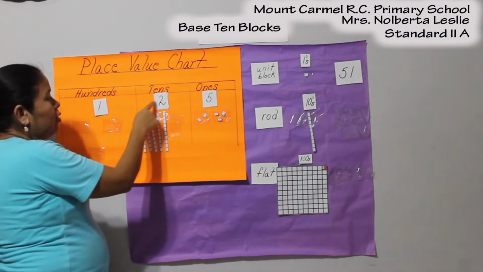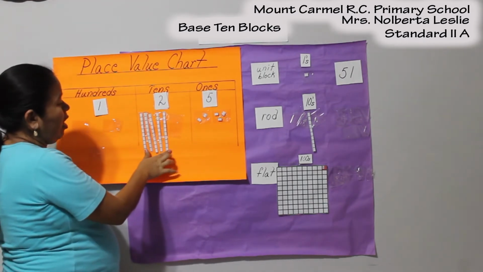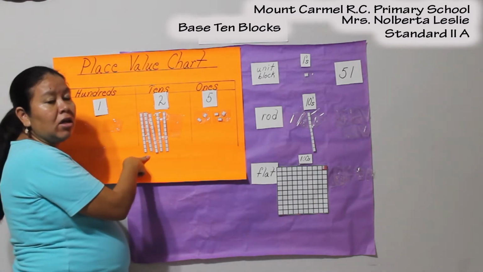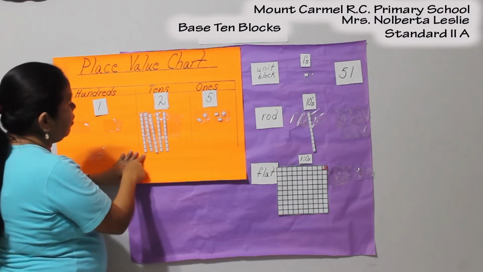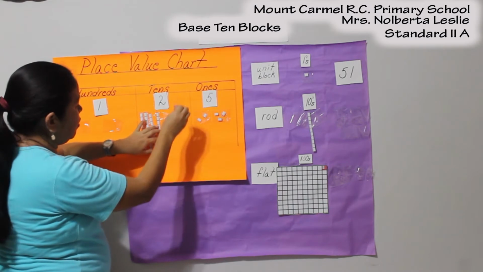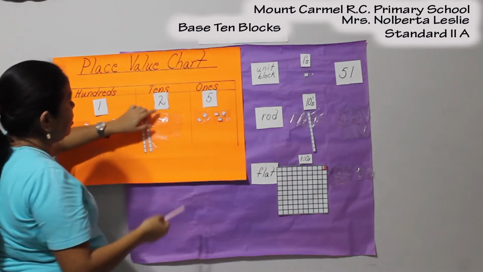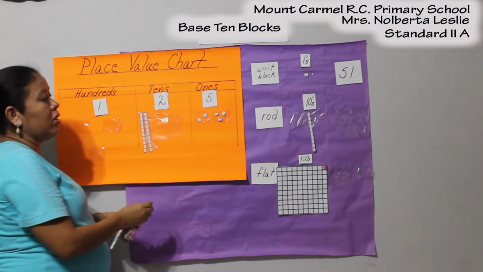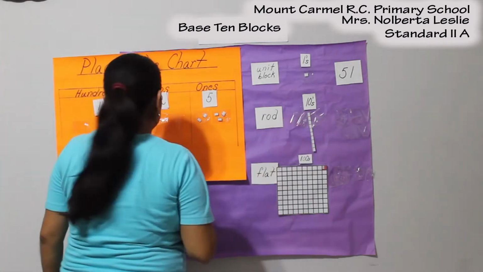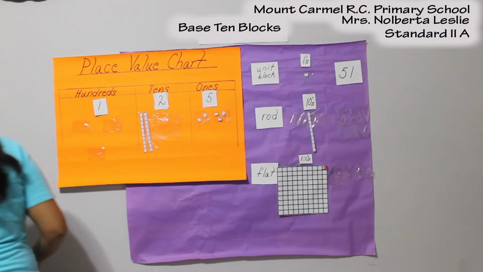Then I have 2 tens. Will I be needing all of these 5 rods? No, right? So how many am I going to take out? I'm going to take out 3. And I'm going to be left with only 2 rods. Remember, 2 tens. 2 groups of tens.